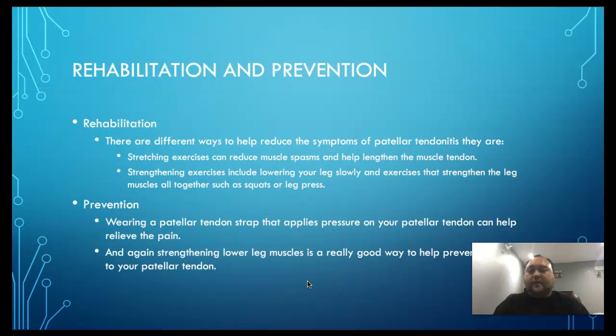Rehabilitation and prevention. Rehabilitation. There are different ways to help reduce the symptoms of patellar tendonitis, and they are stretching exercises. They're great because they can reduce muscle spasms and it'll help strengthen and lengthen the muscle tendon. Strengthening exercises include lowering your legs slowly and exercises that strengthen the leg muscles altogether, such as squats or leg press. Prevention. Wearing a patellar tendon strap that applies pressure on your patellar tendon can help relieve pain. And again, strengthening lower leg muscles is a really good way to help prevent further injury to your patellar tendon.